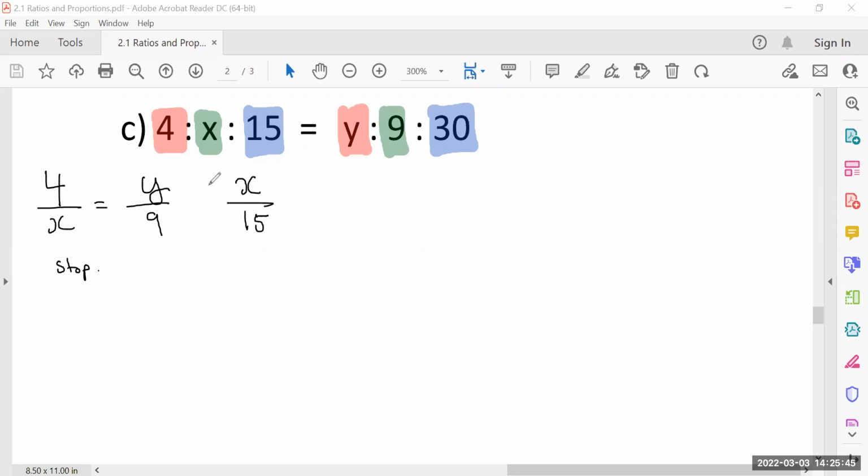X to 15 is equal to 9 to 30. Can you solve this? The answer is yes. So let's do it. Luckily, this time the x is not on the denominator. Yay. Let's get rid of the fractions.